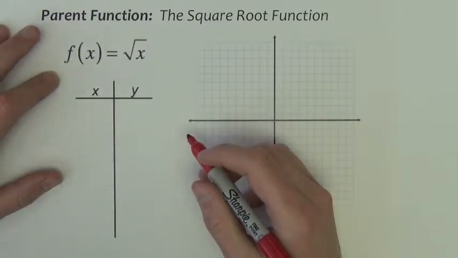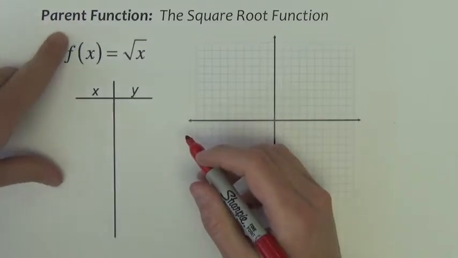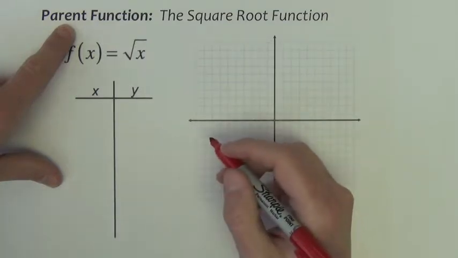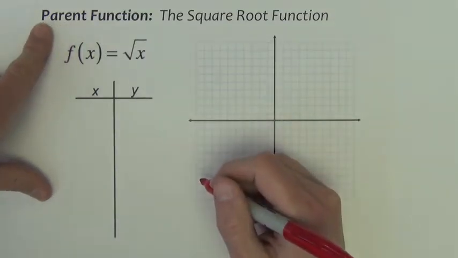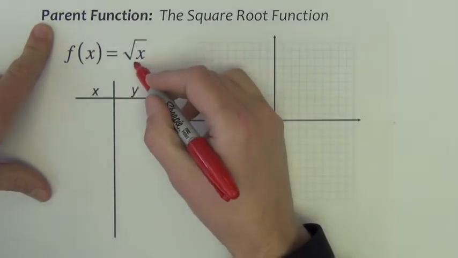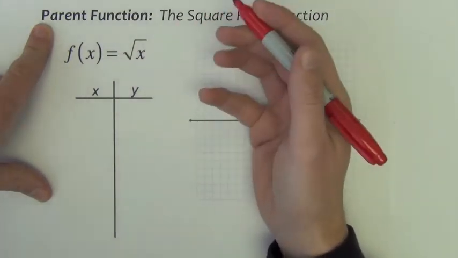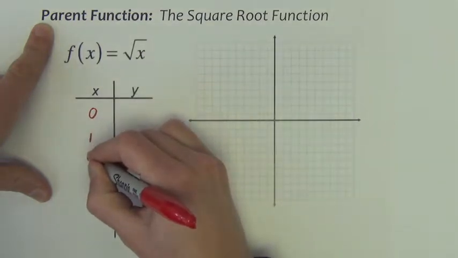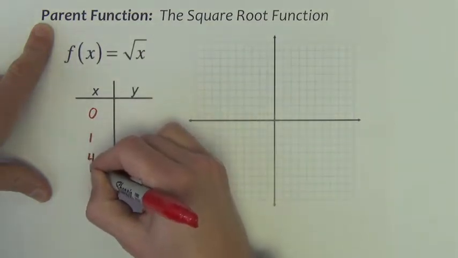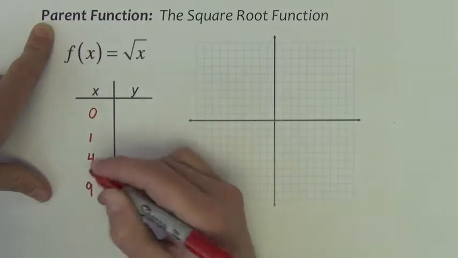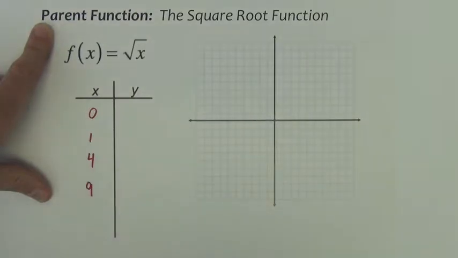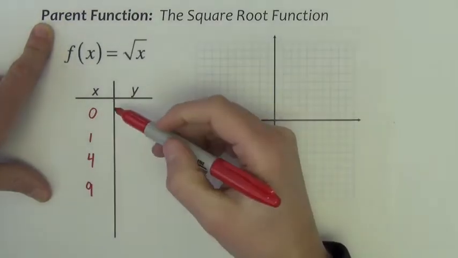Well, as we've seen in the past, whenever we encounter new functions, I like to draw what I call the parent function, which is just the most basic square root function that we can have. It's just the square root of x. There's nothing else added or subtracted or multiplied or anything like that. So let's begin with just a table of values. Notice I'm being quite selective with my x values that I choose. If you start thinking ahead, you'll understand why.